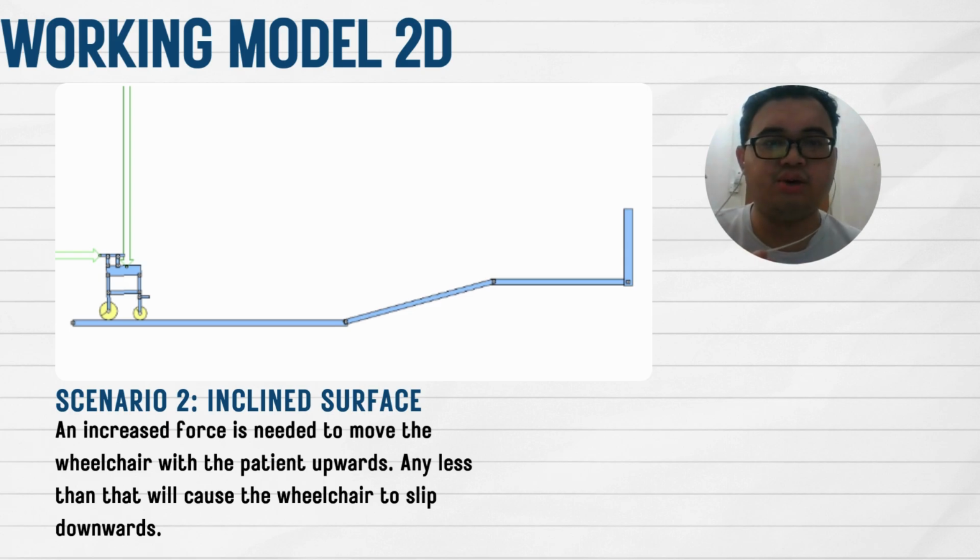For the next scenario, the movement along the inclined surface, an increased force is required to move the wheelchair with the patient on it upwards. The different thing about this scenario is any less than the force required will cause the wheelchair to fall or slip downwards, causing the patient to fall away from the wheelchair.